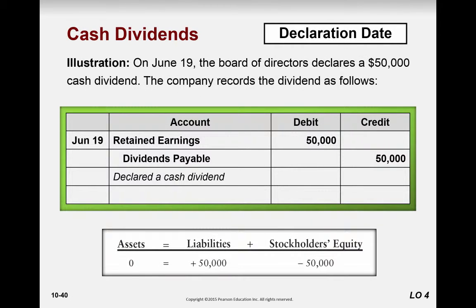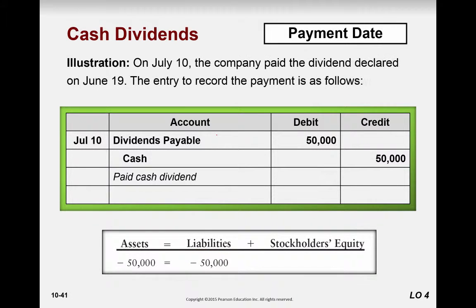So on the declaration date, you actually have to record the liability. If on June 19th, the board of directors declared a $50,000 cash dividend, you'd record that to retained earnings as a debit, and then you'd credit dividends payable. This would probably be just a dividends account in this case. And you see the effect on the accounting equation: here is your payable, and here is your dividends, which is a contra equity account.